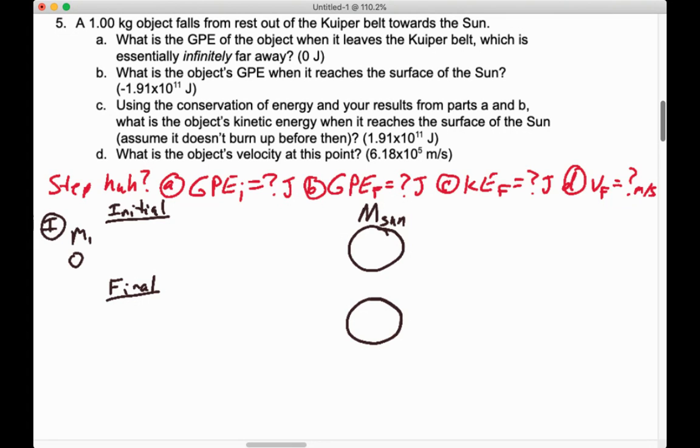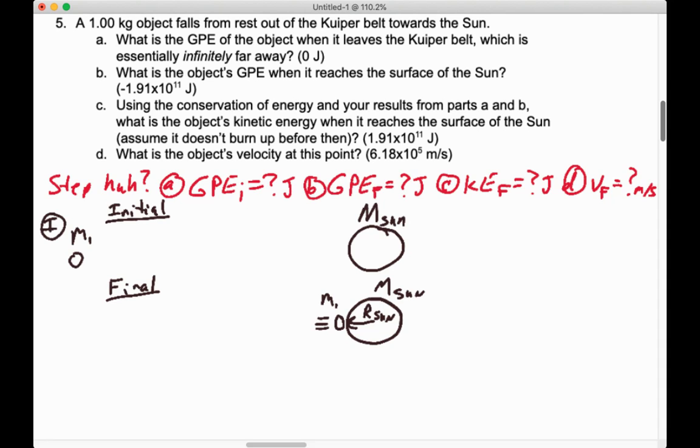So there's the sun. At the end of our situation, where's our object? It's just right at the surface of the sun, and now it's moving, so it has speed lines. M1, M sun. And importantly, what distance is it when it's here? When it's at the surface, it'll be the radius of the sun away from the center of the sun. Remember, when we're dealing with spheres, we always measure from the center.